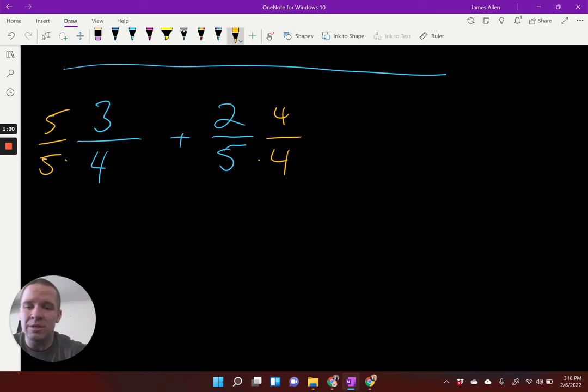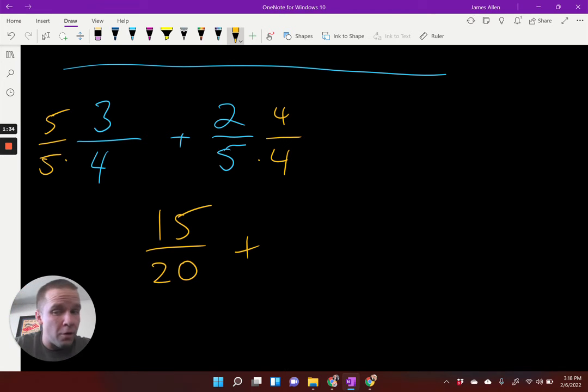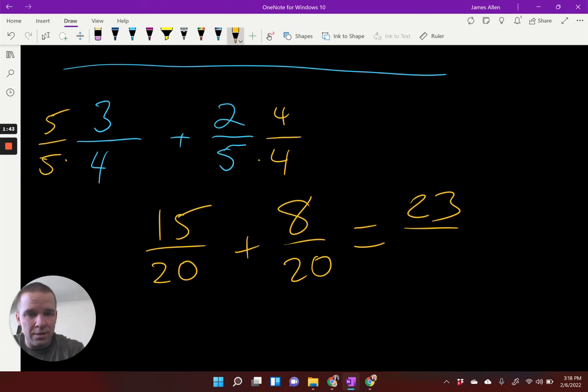So now I've got 5 times 3. That's 15 over 20 plus 4 times 2 is 8 over 20. And now I've got 15 plus 8, that's going to be 23. It's a kind of a sloppy 23. 23 over 20. Woo! That's some good stuff right there.